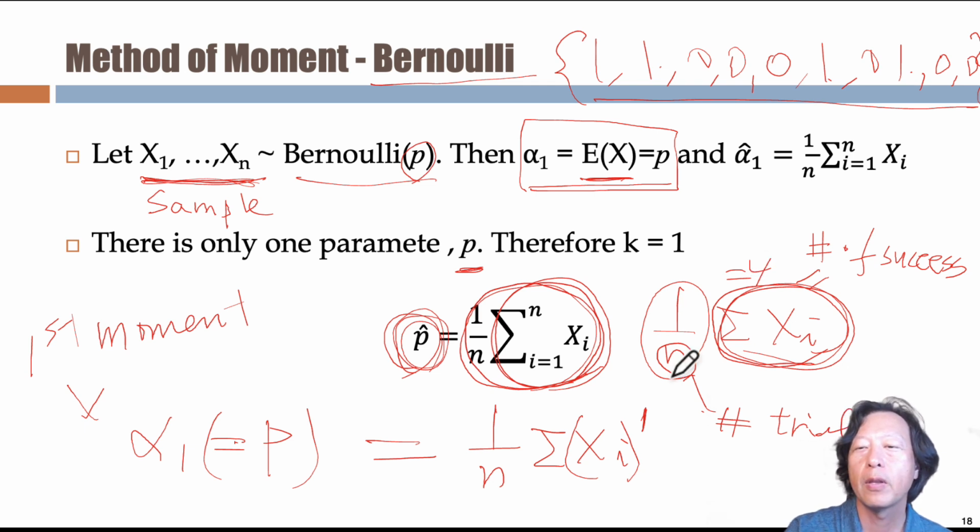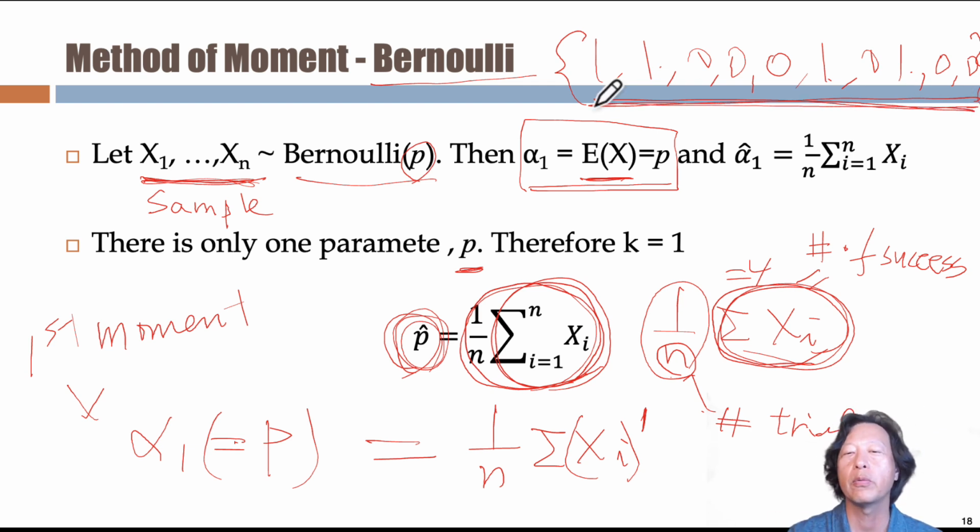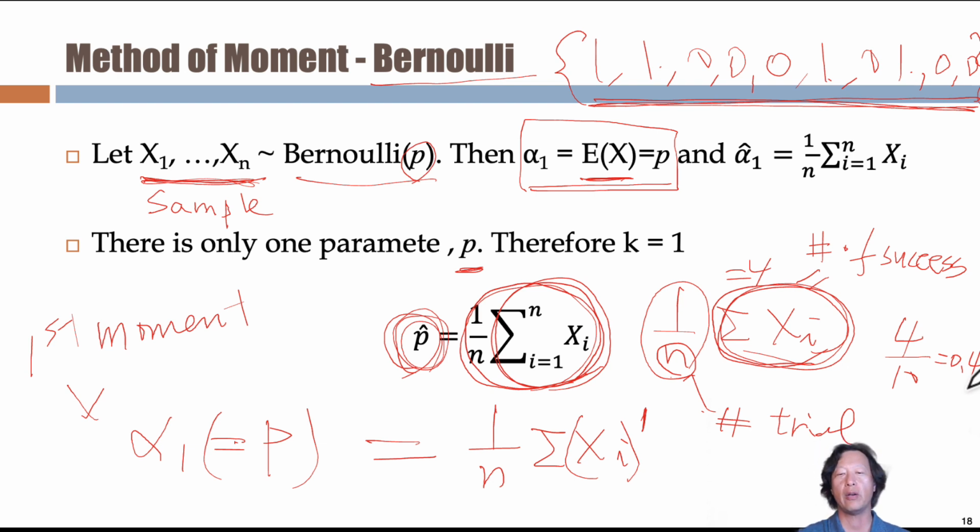So if you look at this sample data, your estimate of the probability of success will be 4 over 10, which is 0.4. That's intuitively clear. However, we should show the logic behind simply summing all these numbers and dividing by the total number, which will be the estimator of the success probability.